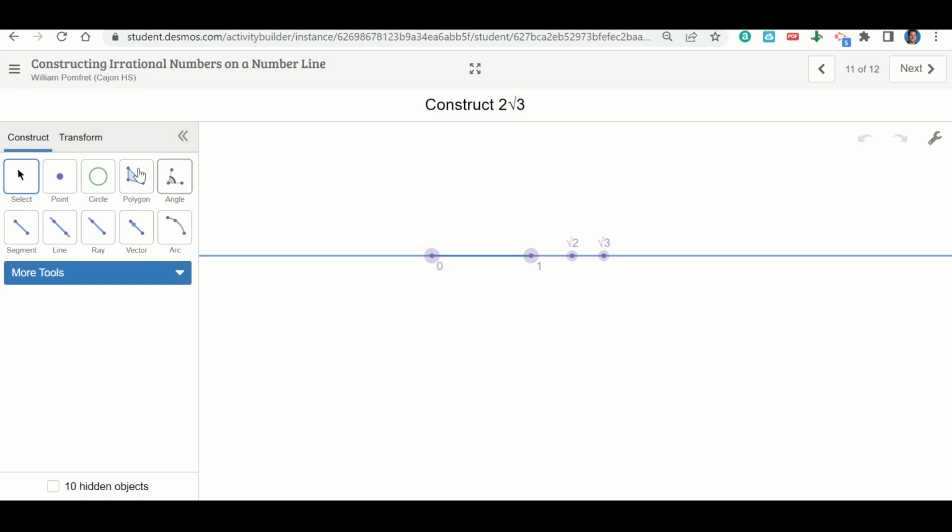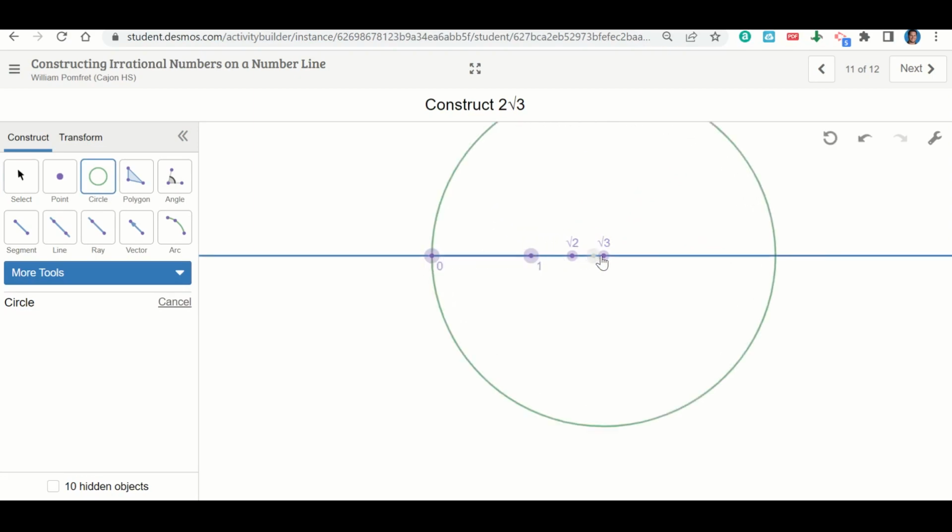So all we would need to do is we can draw a circle. We go from this point here and bring it all the way back to 0 so that we have a radius here of square root of 3. Well, if we go to the other side, this is also square root of 3. So that means that the distance from 0 to out here is 2 square root of 3 because it's doubled the square root of 3. So all we need to do is put a point here, and now we have constructed 2 square root of 3.